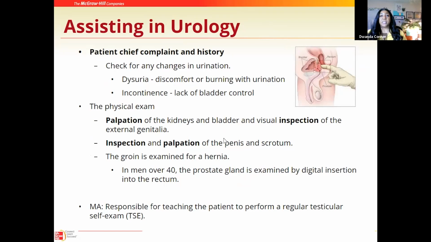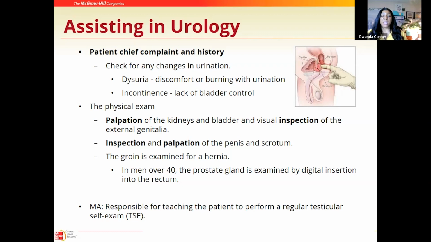So moving forward and discussing assisting in urology. With urology, it would be no different. Our patient would come in with an initial chief complaint, and it would be our job to qualify that patient's chief complaint. So the chief complaints would generally be centered around the urinary tract. And so we would ask questions about urination. Has the patient had any changes in the way that they urinate?